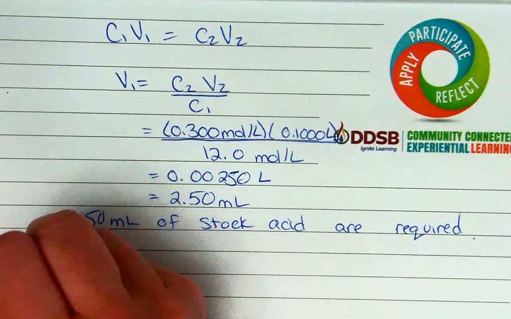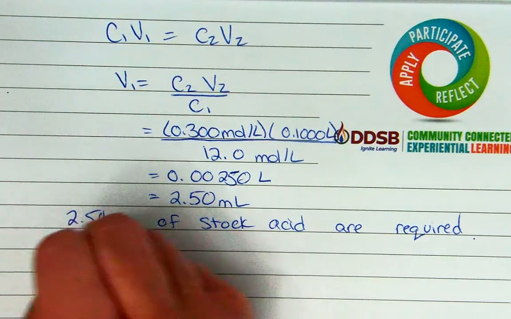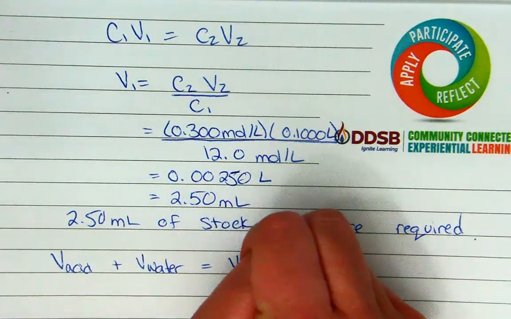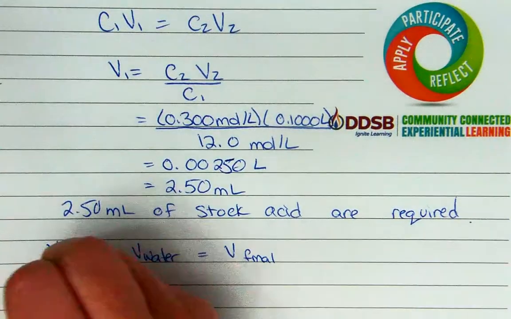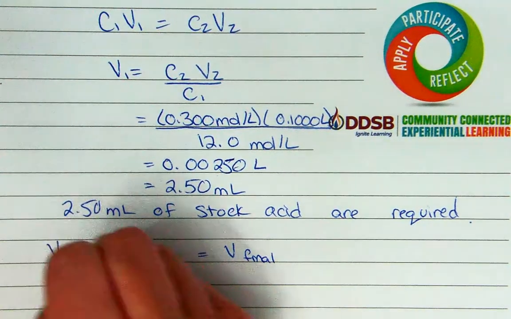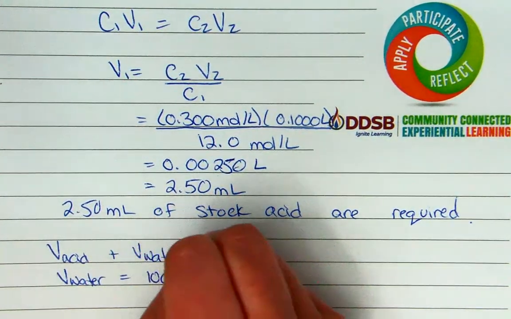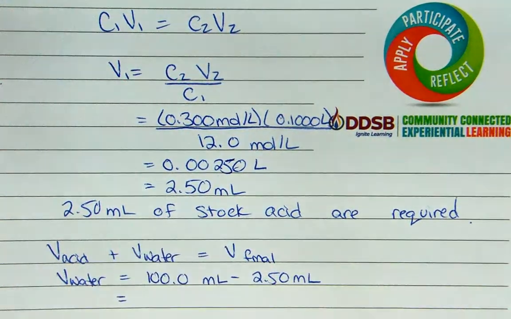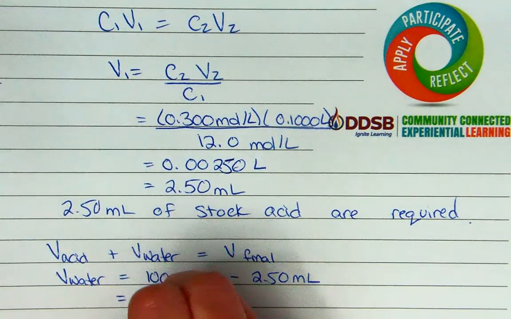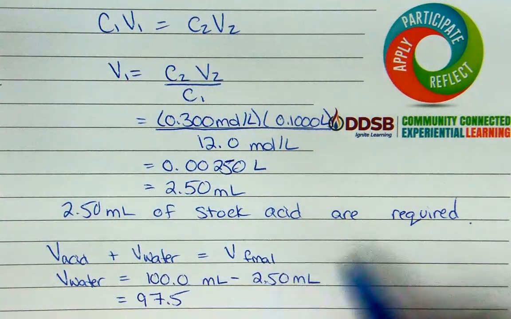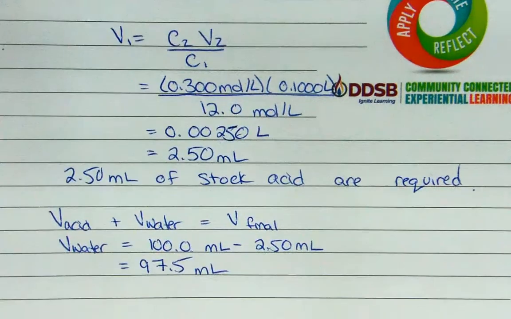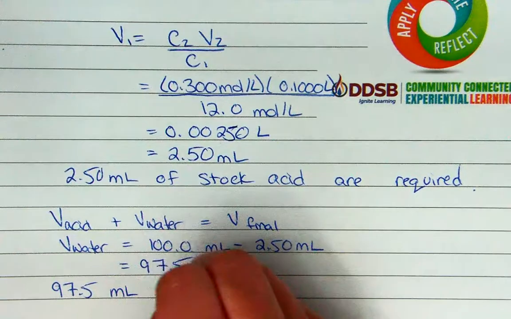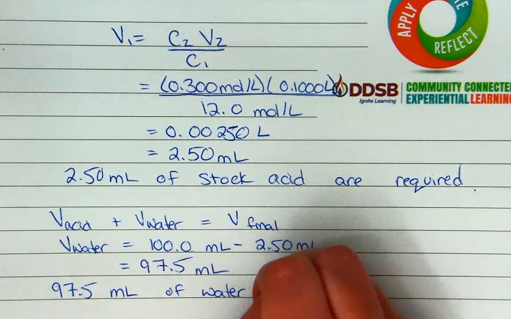So what can I say? Well, V acid plus V water will equal my final volume, right? Great. That means that my volume of water will be equal to 100.0 milliliters minus 2.50 milliliters, which leaves me with 97.5. We're looking at decimal places now. Milliliters. So 97.5 milliliters of water are required.